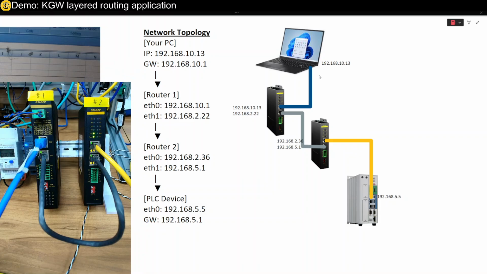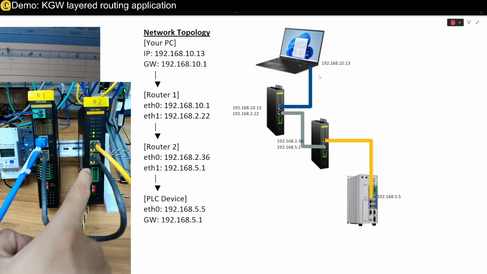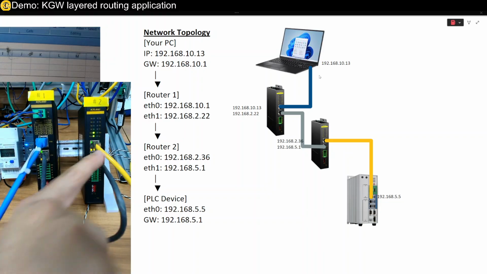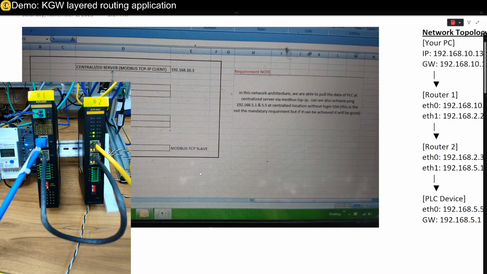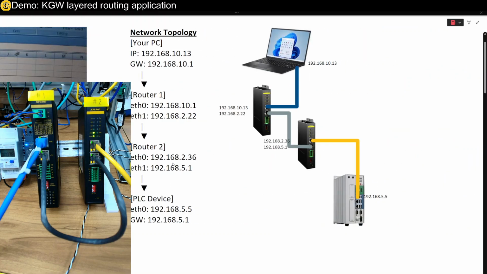The blue cable is referring to this blue cable over here. It's connecting to my number one router, which happens to be KGW. Then you see the gray cable over here, then the yellow cable is connecting to another PC over here. So this is almost simulating this scenario already, and it's connected already.